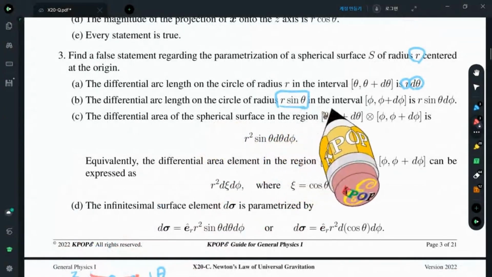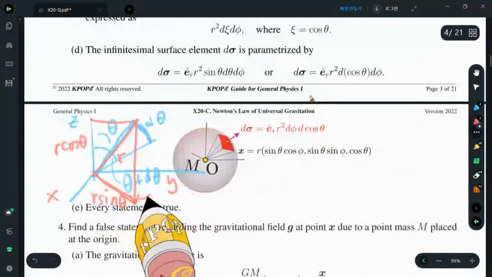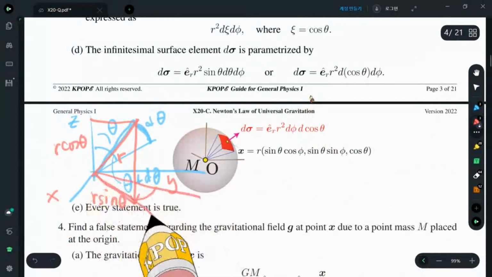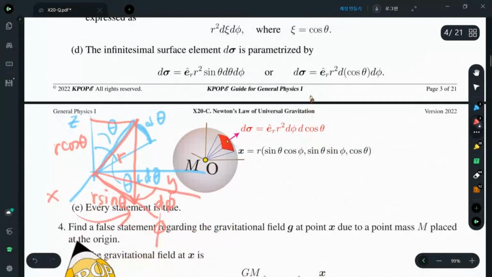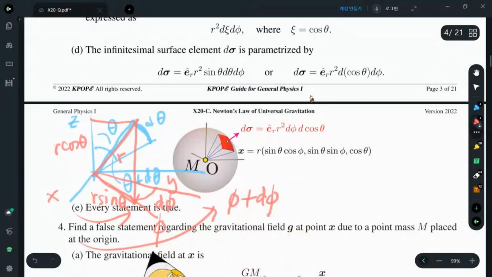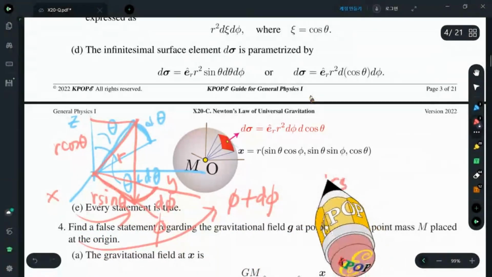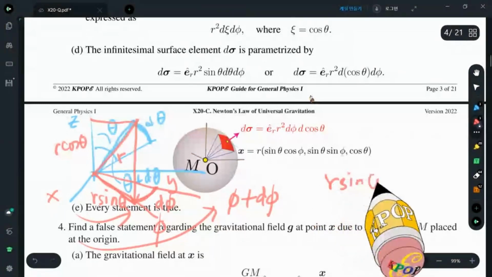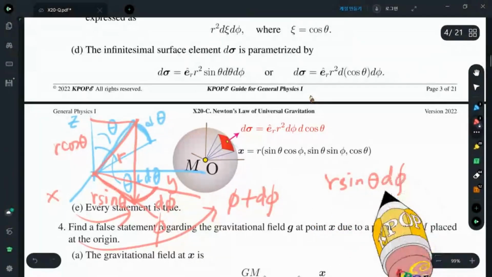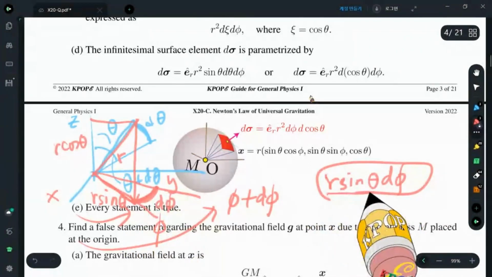This radius of r, in the interval, the azimuthal angle can be changed from phi, and this is d phi, and this angle is phi plus d phi. So this is a radius, and this is the arc length, so r sine theta d phi is the arc length.